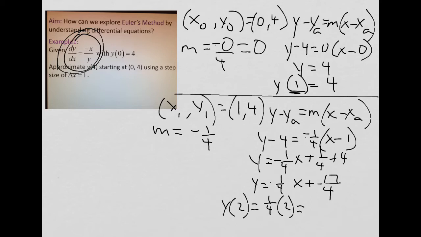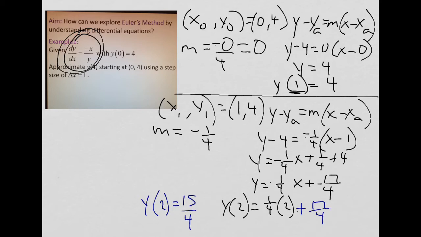Oops, that was supposed to be a plus sign. So we end up getting y of 2 to be 15/4. Okay, you can keep it as a decimal or a fraction. That does not matter. Okay, and we're going to keep doing this until we get to 4.